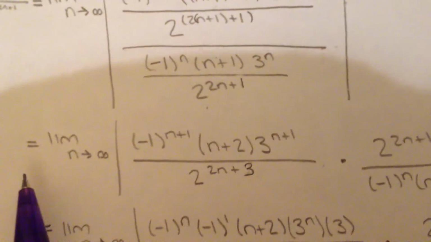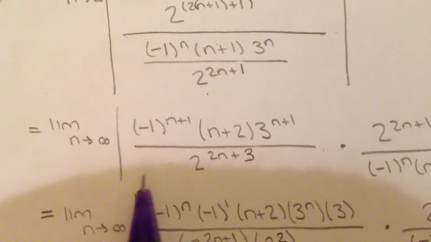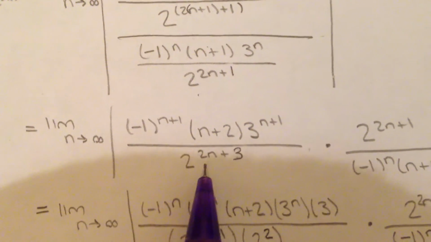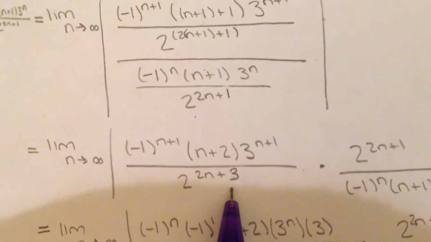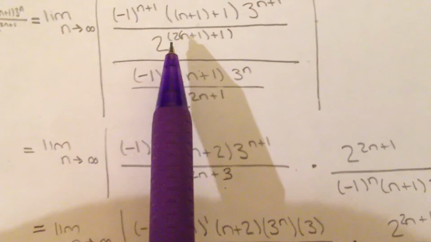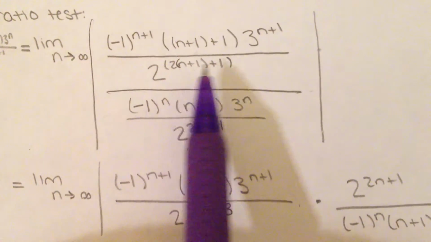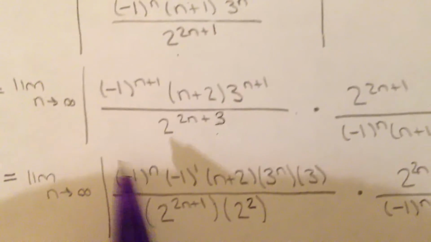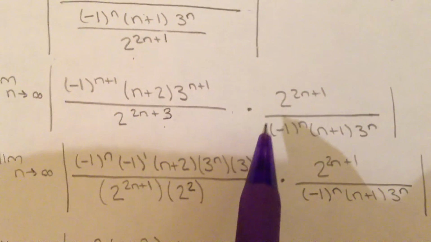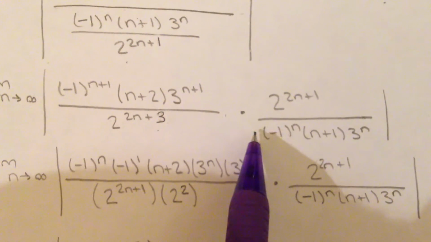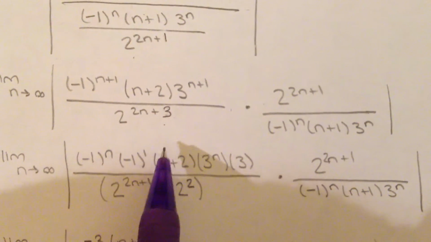In the next step, I simplified this a little bit. I changed the n plus 1 to n plus 2, and the 2n plus 1 to 2n plus 3. I did this because when you multiply 2 by n plus 1, you get 2n plus 2, and then you add the other one, you get 3. And then I brought the initial function up and flipped it, so it's now multiplying instead of dividing.